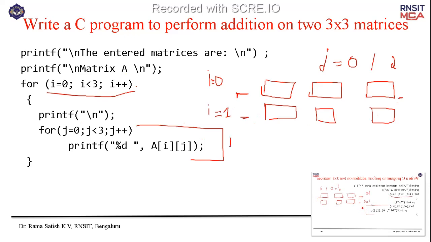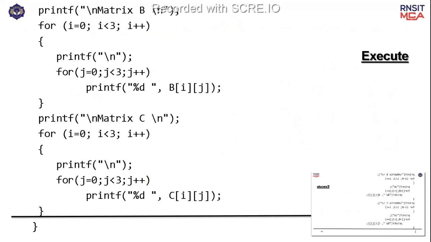So I becomes 2. When I becomes 2, printf new line character, so it will come to the next new line, and you are trying to print A of 2 comma 0, where j is 0. So 2 comma 0 you printed, 2 comma 1 and 2 comma 2. So matrix A is printed. Similarly matrix B, similarly matrix C. All the elements of matrix A, matrix B, matrix C are printed.